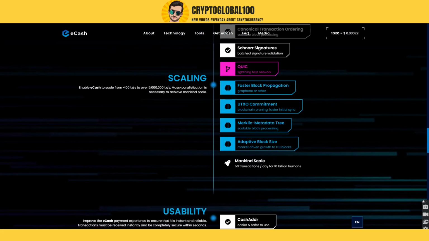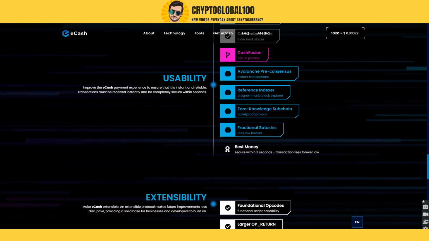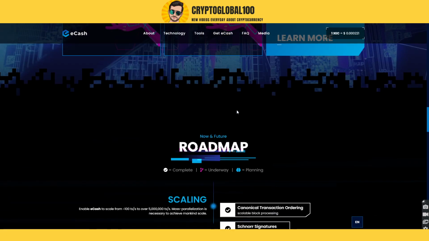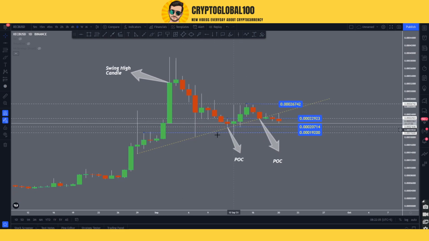Right now we are in this phase, lightning fast network, and upcoming is faster block propagation, UTXO commitment, and all these things: Merkle leaks, metadata tree, adaptive block size, mankind scale. And if we talk about usability, then we are currently in the phase of Cash Fusion, Avalanche, pre-consensus, and all that stuff. So let's head over to TradingView and talk about the price prediction of XEC right now.